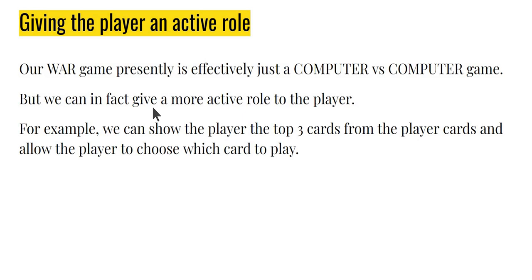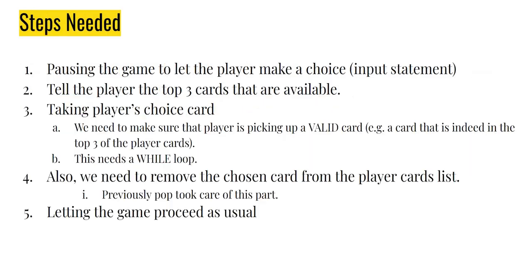Now, recall that our game is basically just a computer versus computer game because even the player is effectively the computer. Both of them are picking up the cards by their own, but we can in fact make it different. We can give a more active role to the player, as we'll see. For example, we will show our player the top three cards on the pile that the player has and allow the player to choose which card to play. This is quite interesting but also not very hard.